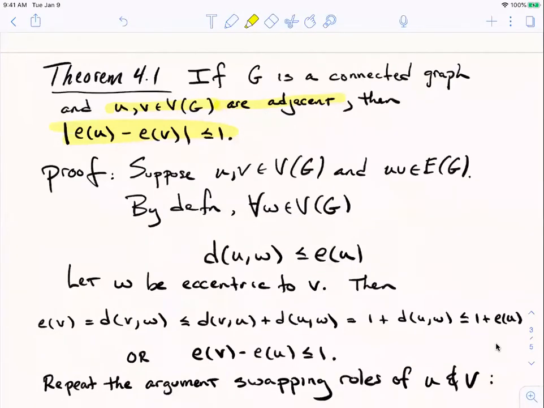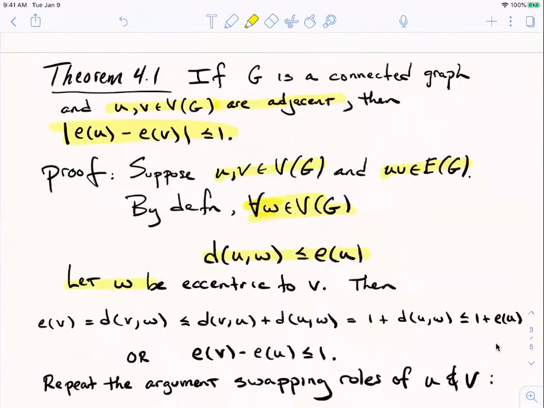So let's try to prove it. Let's pick a couple of vertices in our graph, call them U and V. Suppose that they're adjacent to each other, so UV is an edge. Again, by the definition of eccentricity, if you pick any vertex in the graph G, the distance from U to it couldn't be any more than the eccentricity of U. The eccentricity of U is the largest distance away from U. So that's true for any vertex W.